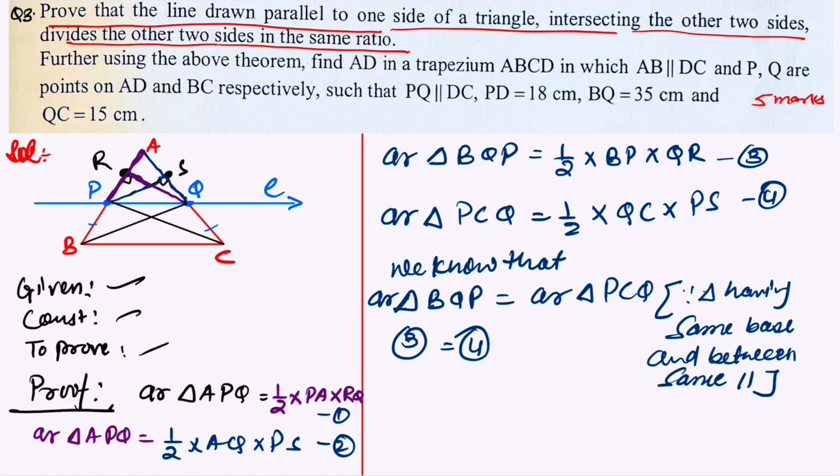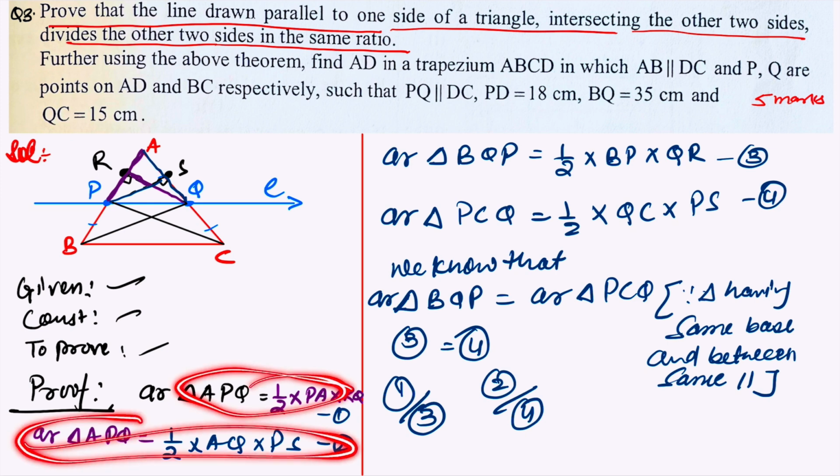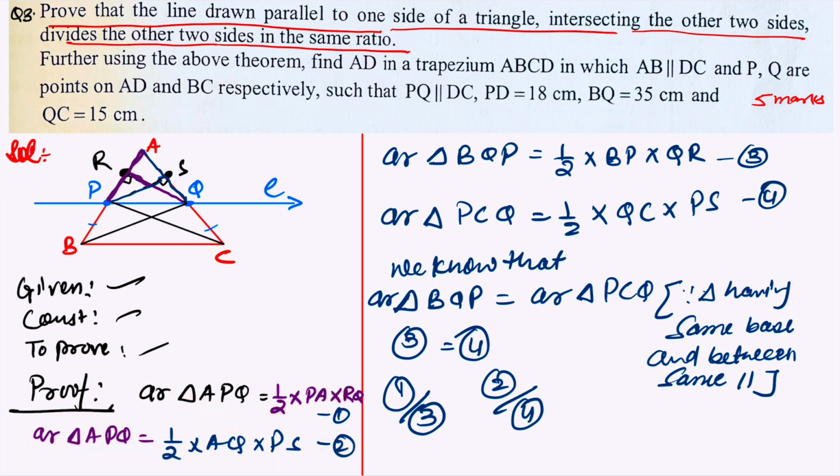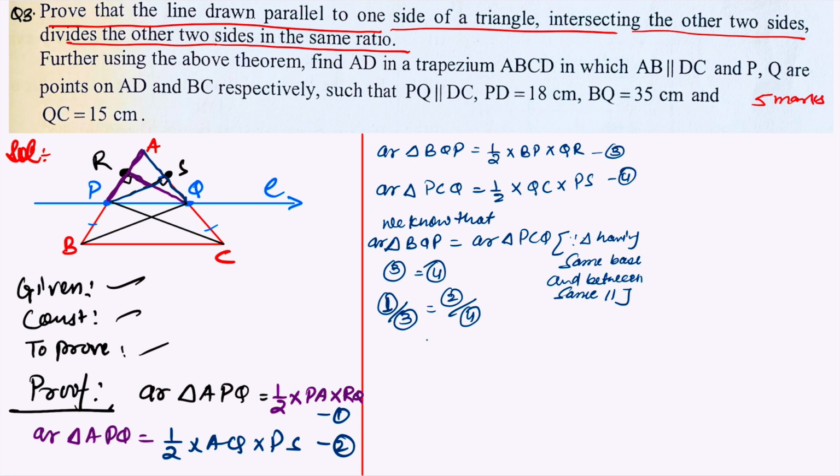Now what we will do is divide 1 by 3 and 2 by 4. Now what we know is area of triangle 1 is equal to 2 because basically 1 and 2 are the area of the same triangle. And now we have also proved that 3 is equal to 4. So from here we can write 1 by 3 will be equal to 2 by 4.